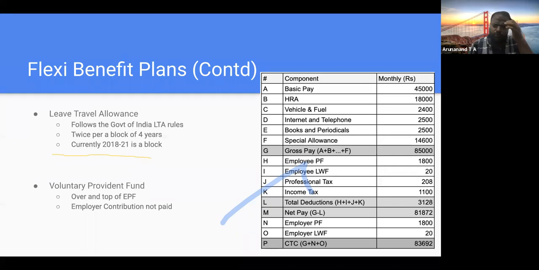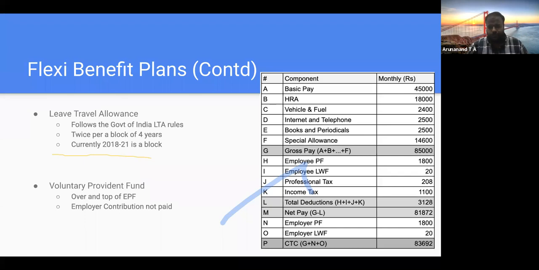The voluntary provident fund is nothing but this: if somebody is unhappy with the amount they are giving to their provident fund, over and above that, they can voluntarily give some more amount to the provident fund. So it's a component, because that amount is non-taxable. Whatever you put into your fund is non-taxable.